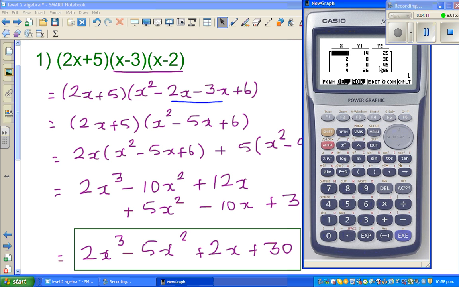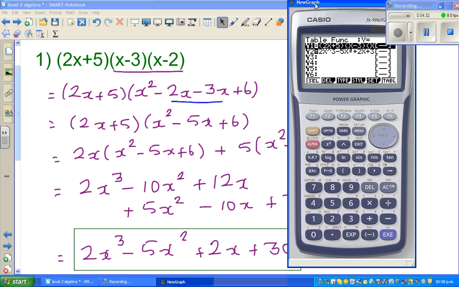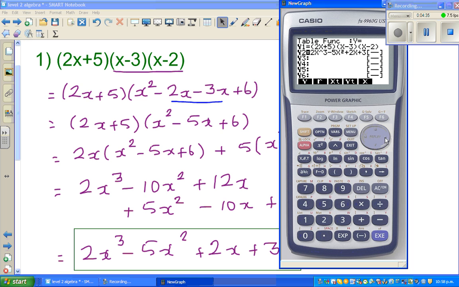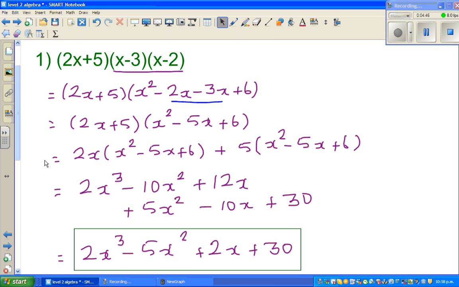I have done some mistake. Have I typed it in rightly? 2x cubed minus 5x squared plus 2x plus 30, that's right. So I've done some mistake, so let's find the mistake. It's always good to check the answers. So what mistake have we done? x squared minus 2x minus 3x plus 6. This is fine. 2x cubed minus 10x plus 12x. 5x squared.